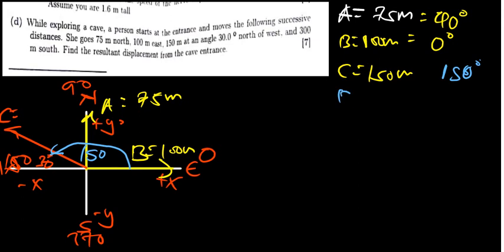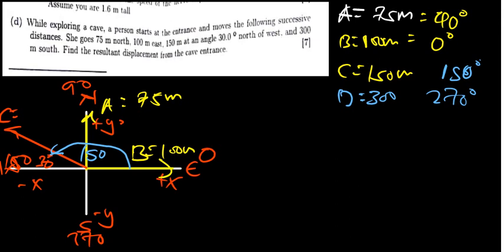Vector D, we are going to say that D is 300 meters north. Oh, south, sorry. What is the angle? 270. Now, after this, they want us to find the displacement, the final displacement, which is the resultant.